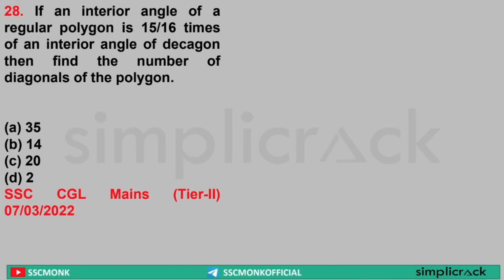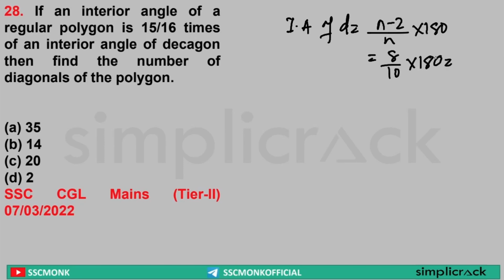Clear? Next. If an interior angle of a regular polygon is 15 by 16 times of the interior angle of a decagon, then find the number of diagonals of the polygon. Interior angle of a decagon is equal to what? (n minus 2) by n into 180. That means (10 minus 2), 8 by 10 into 180, which is equal to 18 into 8, is equal to 144 degree. So it is asking the regular polygon's interior angle is 15 by 16 times of 144.